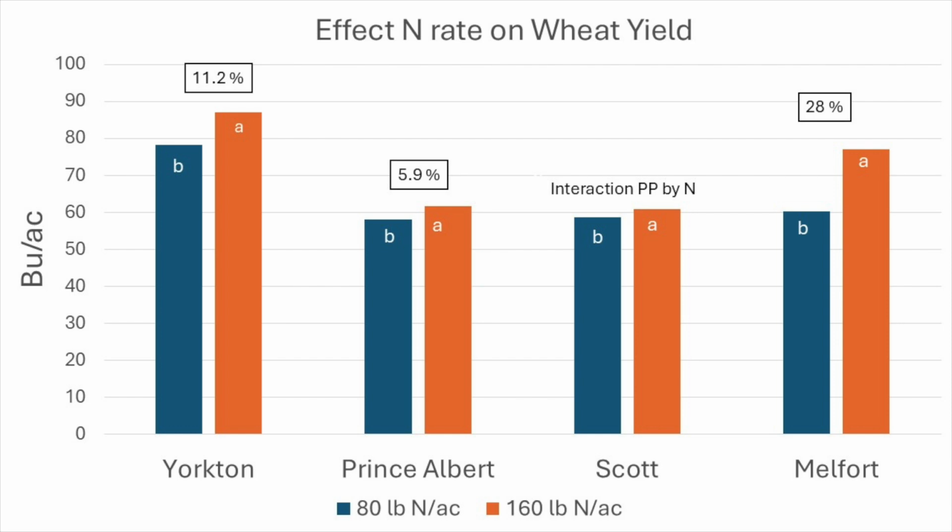However, all locations were significantly responsive to added nitrogen. Increasing the rate of soil plus fertilizer N from 80 to 160 pounds per acre increased yield at Yorkton by 11.2%, at Prince Albert by 5.9%, and at Melfort by an impressive 28%.